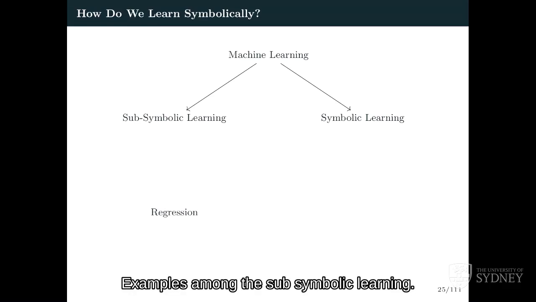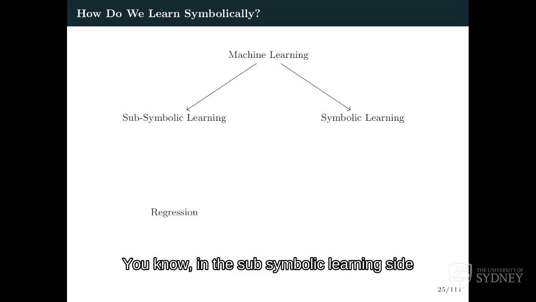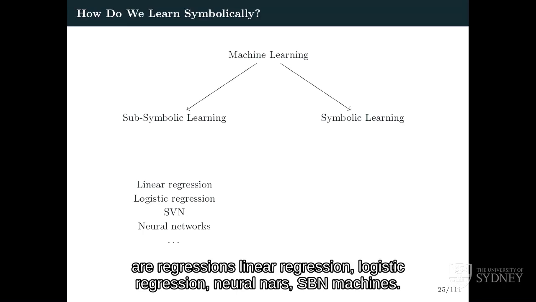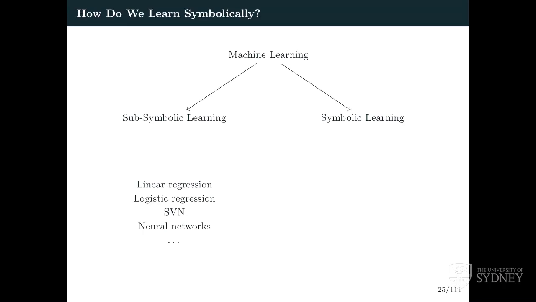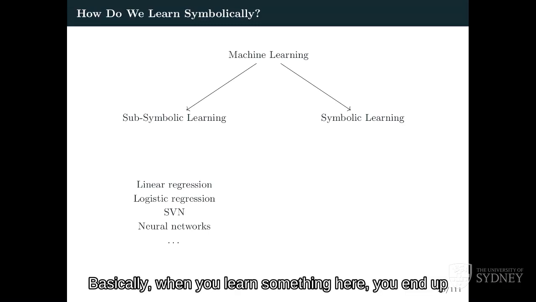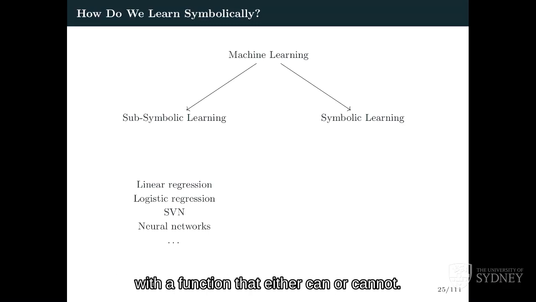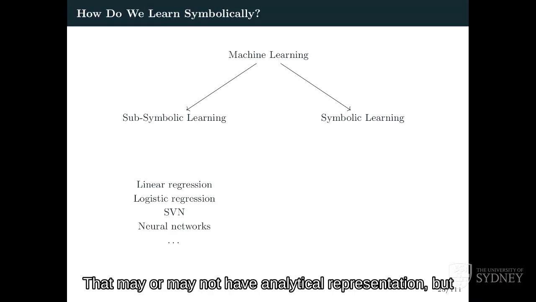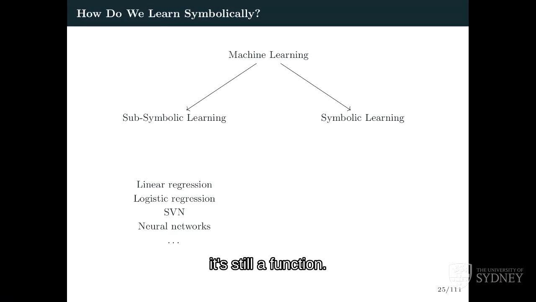Examples on the subsymbolic learning side are regressions, linear regression, logistic regression, neural networks, SVM machines. Everything is a function, basically. When you learn something here, you end up with a function that may or may not have an analytical representation, but it's still a function.